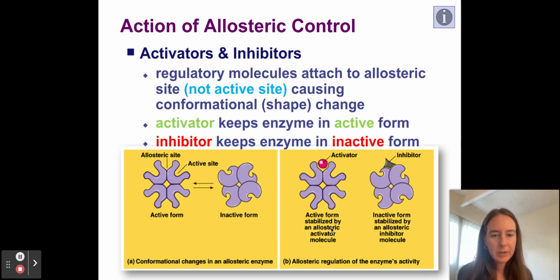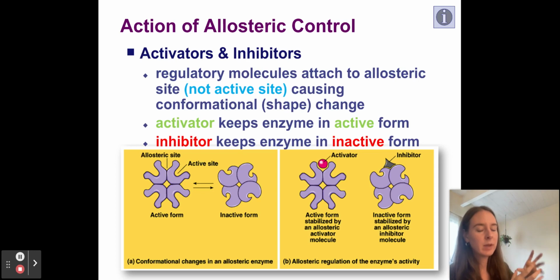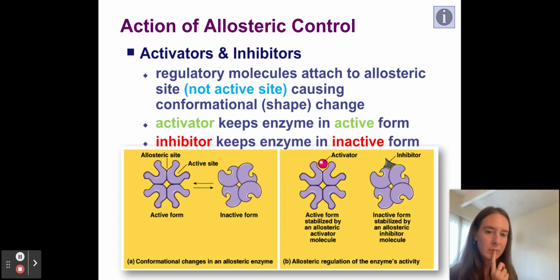Okay, so if we look here, here's an example of the active form. So the active form is stabilized. Basically, what this allosteric molecule does is it stabilizes the protein so that all of the amino acids within the protein are at their most stable state, their lowest energy state, in the presence of this activator. So whatever the chemistry of this activator is, when it binds to this allosteric site, it's going to cause the enzyme to be in its stabilized active form. What this means is the enzyme can work properly.